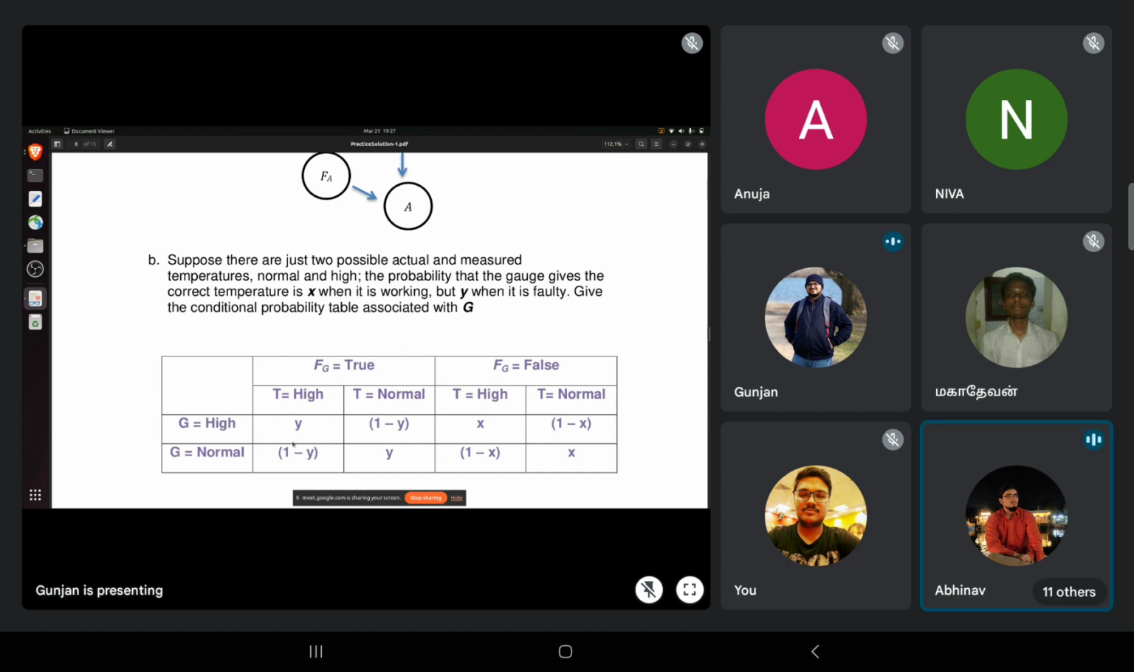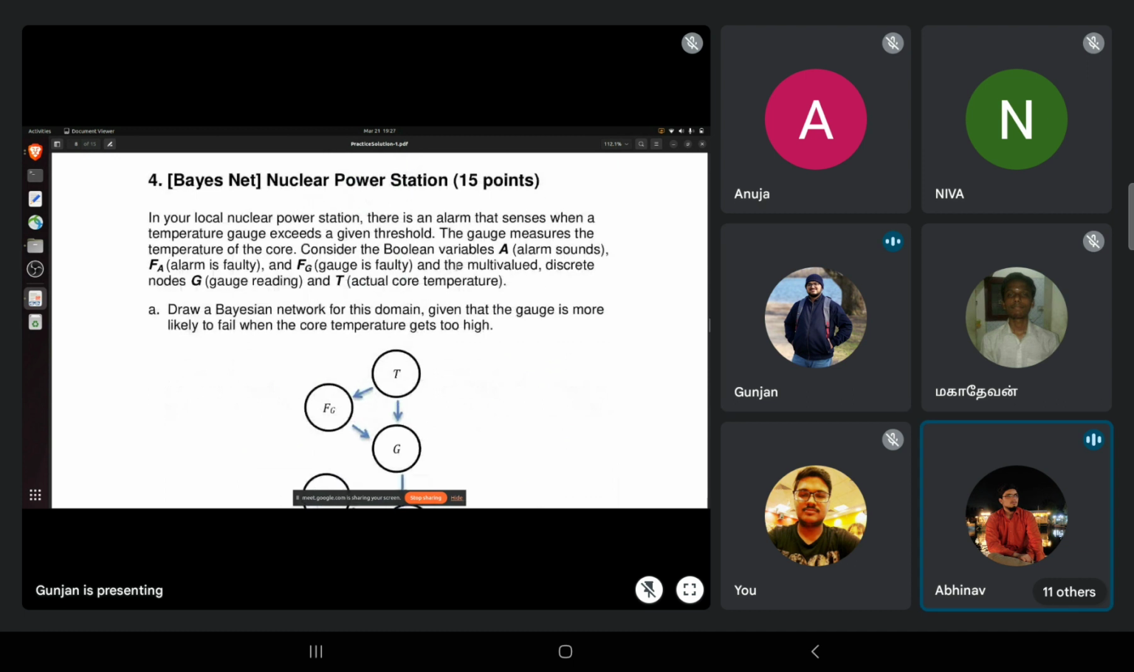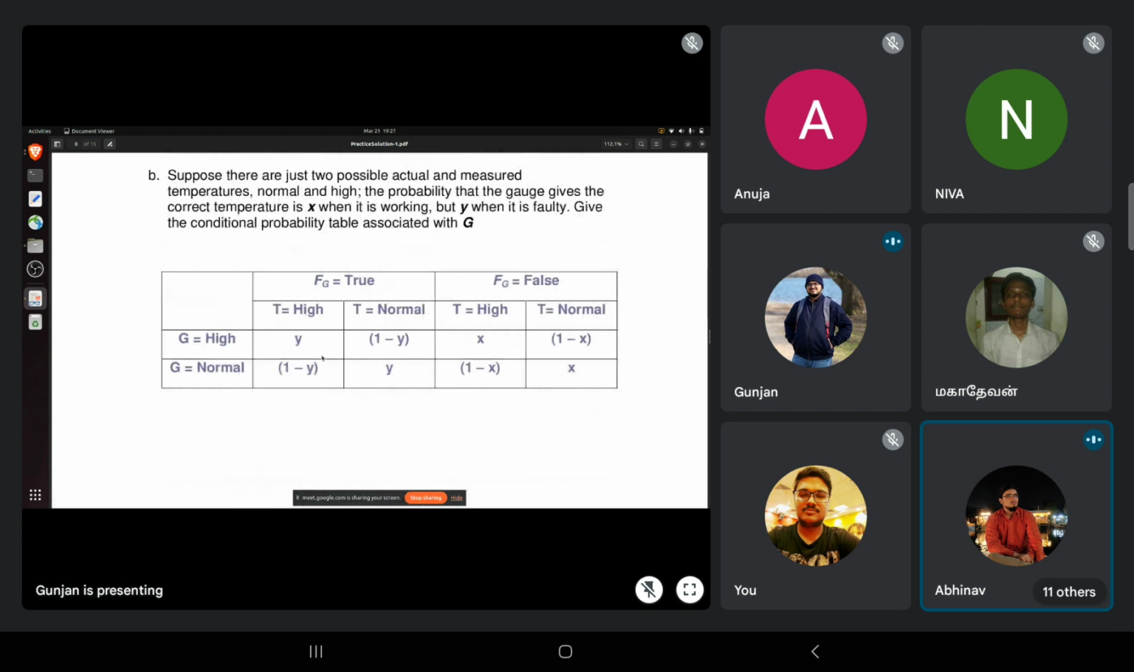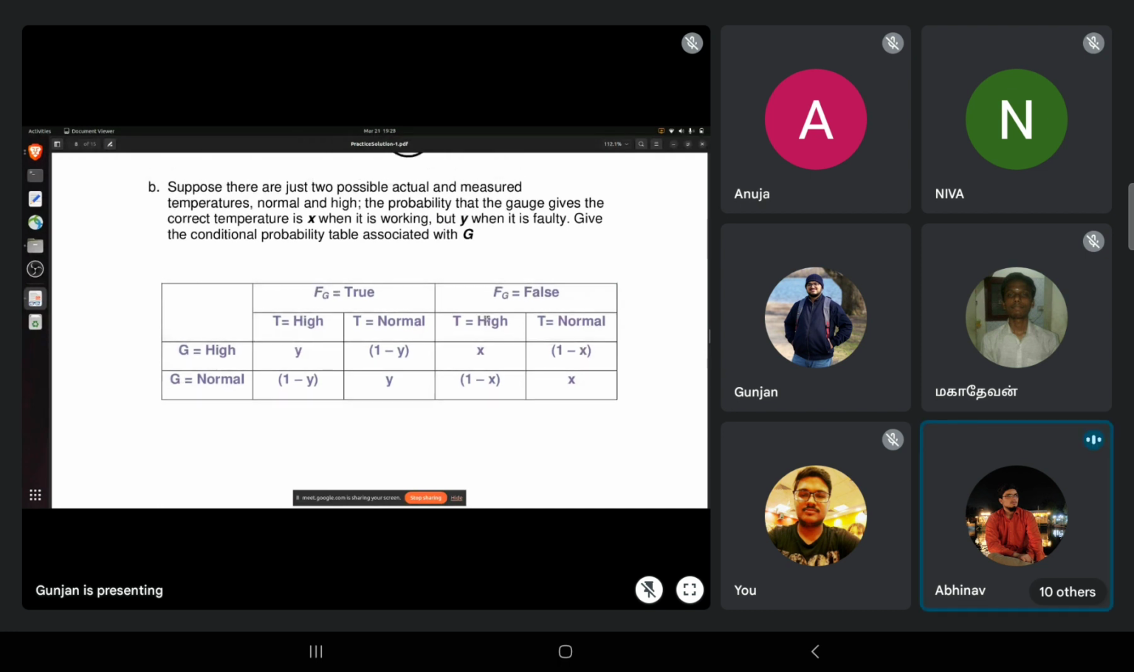Sir, the X is wrong, sir. No, no. The gauge gives the correct temperature is X. So Fg is true means, you have to understand what Fg was. Fg means the gauge is faulty. Yes, sir, that's why it is negated. Sir, Y is correct. But for X, sir, it gives the correct temperature when it is working, so the temperature will be normal, no, sir? So 1 minus X will be X here, I think. The gauge gives the correct temperature is X when it is working, but Y when it is faulty. So X when temperature is high. So when temperature is normal, shouldn't it be X?